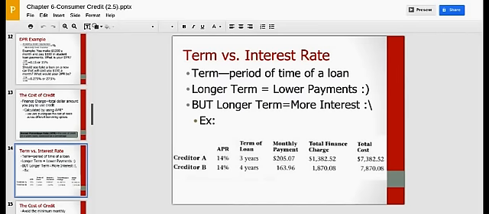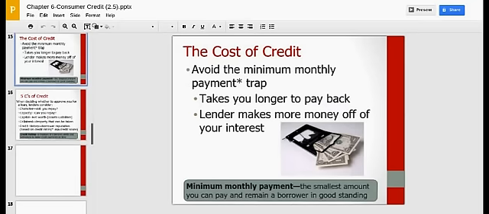So you want to balance the term and the interest rate. Continuing with cost of credit, you want to avoid the minimum monthly payment trap. And that's the minimum amount you have to pay per month. It's not the full amount, okay? And remember, whenever you have a balance carrying over, you're paying interest on that. So you want to avoid just paying the minimum monthly payments. You want to always pay more than that. Ideally, you want to pay your whole balance in full.